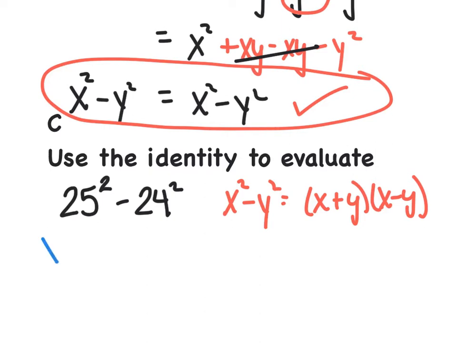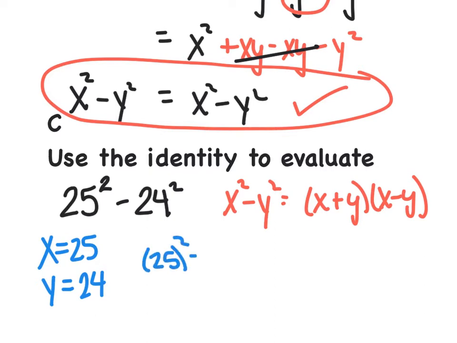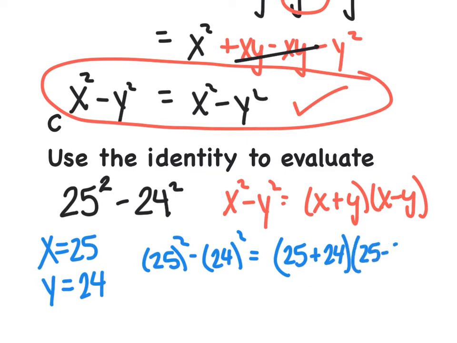So I'm going to say, okay, that means x equals 25 and y equals 24. Notice it's not negative. The minus sign is already in the problem. I'm just saying my x value that I'm squaring is 25 and my y value that I'm squaring is 24. Now I'm just going to plug it into my problem. So that really means 25 squared minus 24 squared is equal to 25 plus 24 times 25 minus 24.